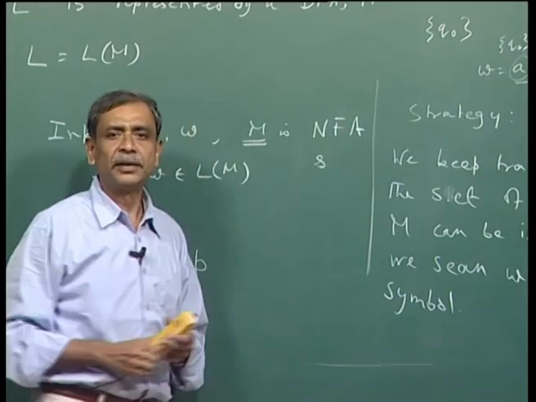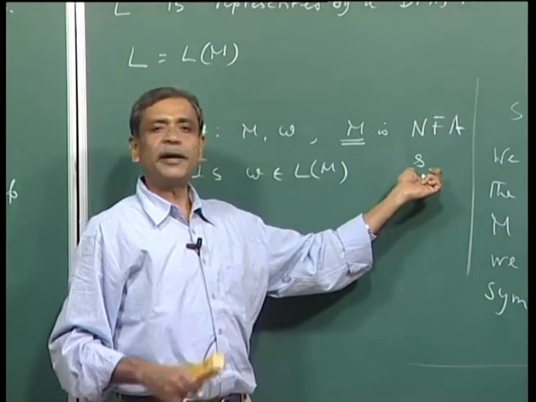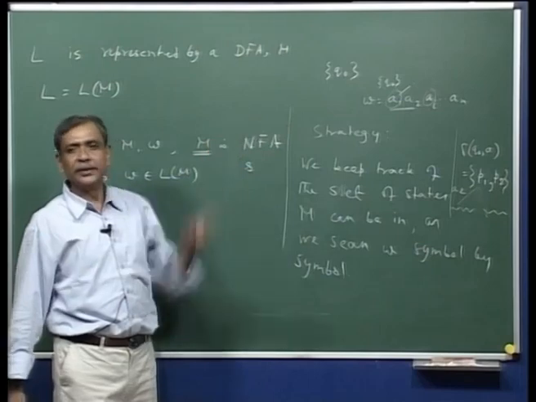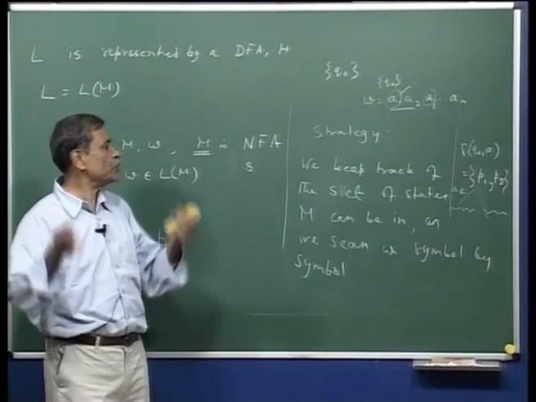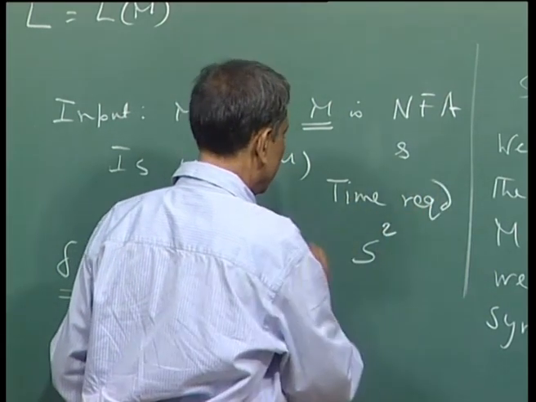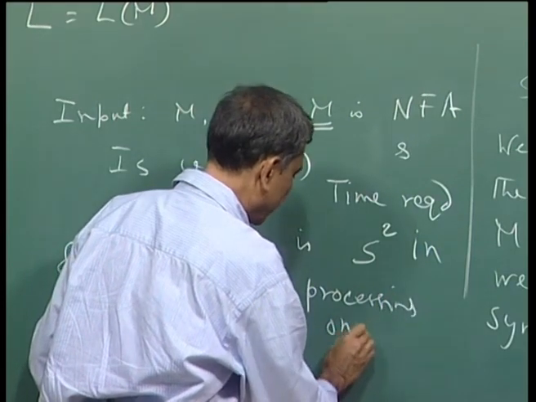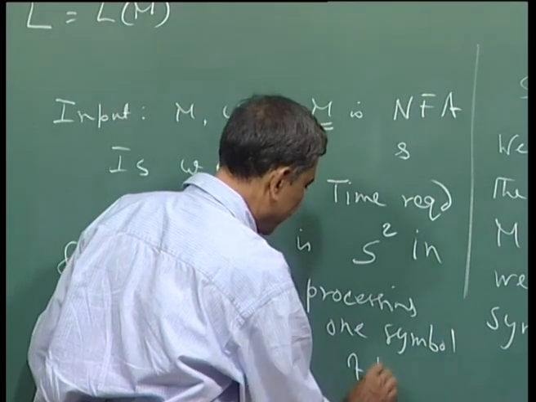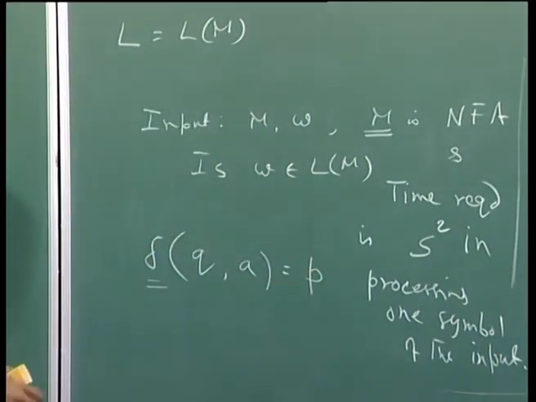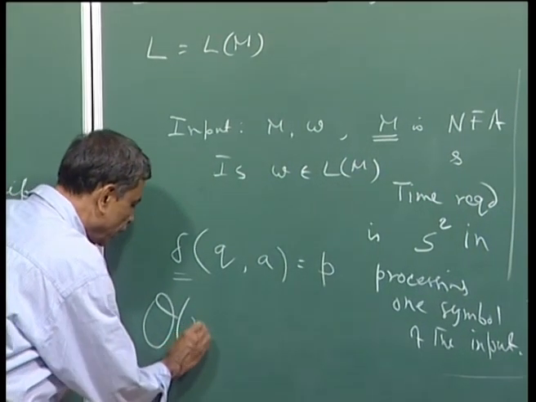Supposing that number is S, the machine is in a set of states whose size can be at most S, and we have to look at each state in that set and see, on the next input symbol, which states the machine can be in. So, S into S, so the time required is S squared in processing one symbol of the input. And there are n symbols in the input W. So our algorithm, what I just outlined, is going to be order n S squared.